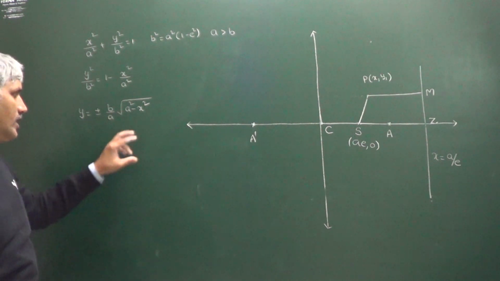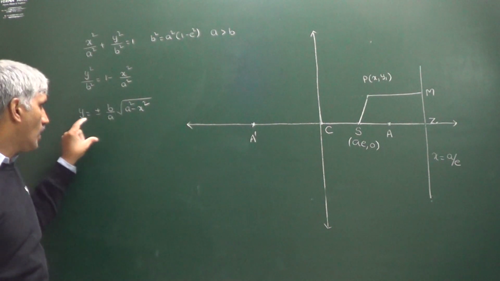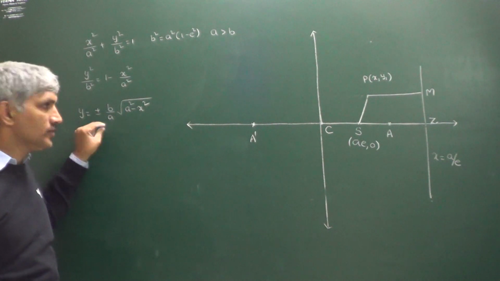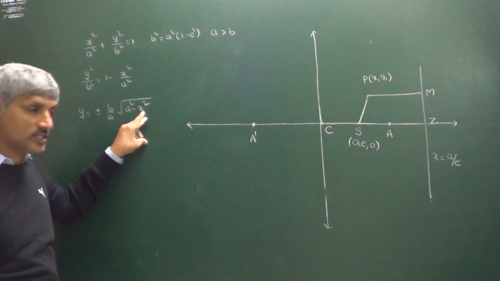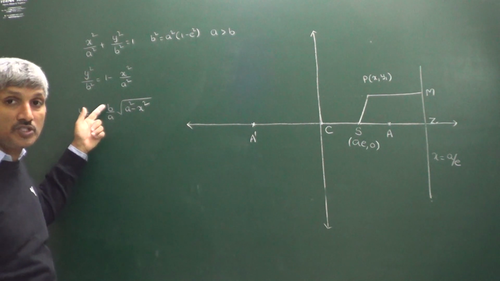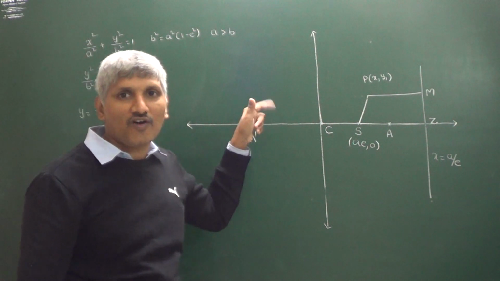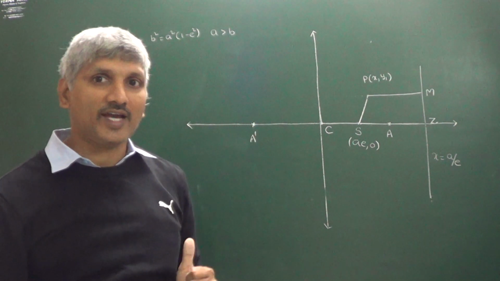So for every value of x, y has one positive value and one negative value. For every value of x, y has two values. One is a positive value, the other one is a negative value. That means the graph is symmetric about the x-axis.